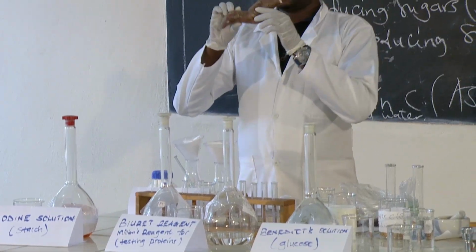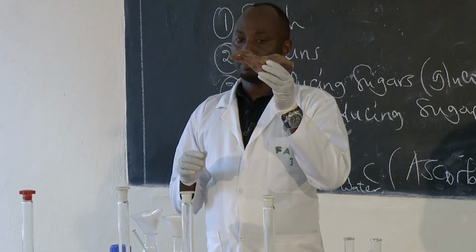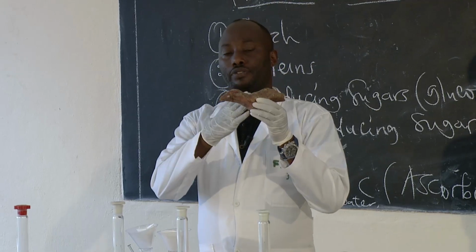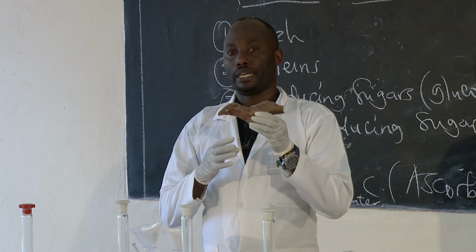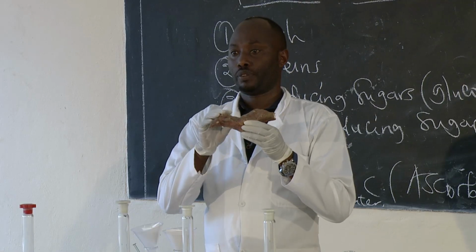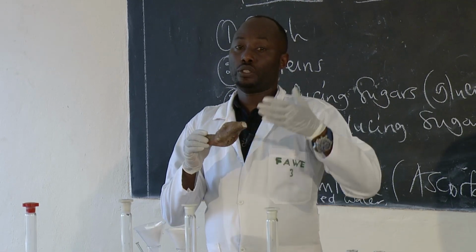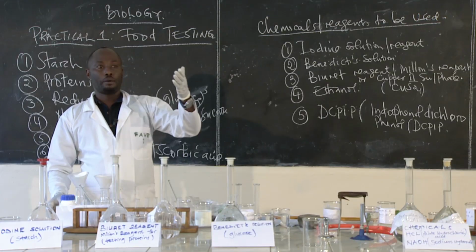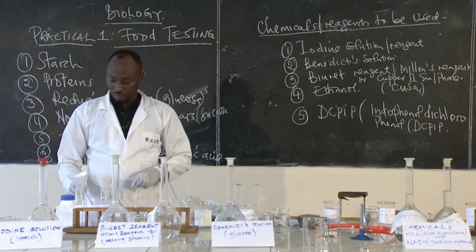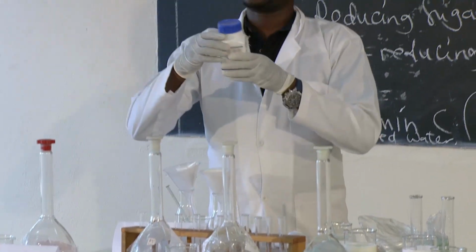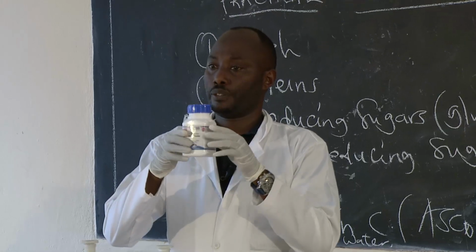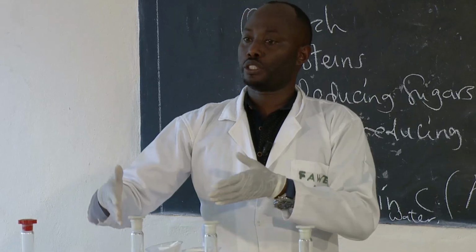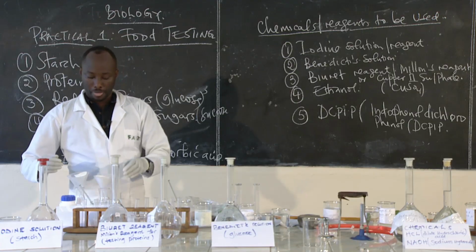I will show you, and I think everybody knows what this is. This is a sweet potato. From a sweet potato, I can extract starch and test for the presence of starch. I can use cassava, and Irish potato. These contain starch. I can also use rice. I have something which is a laboratory prepared starch, but it is extracted from plant tissues.